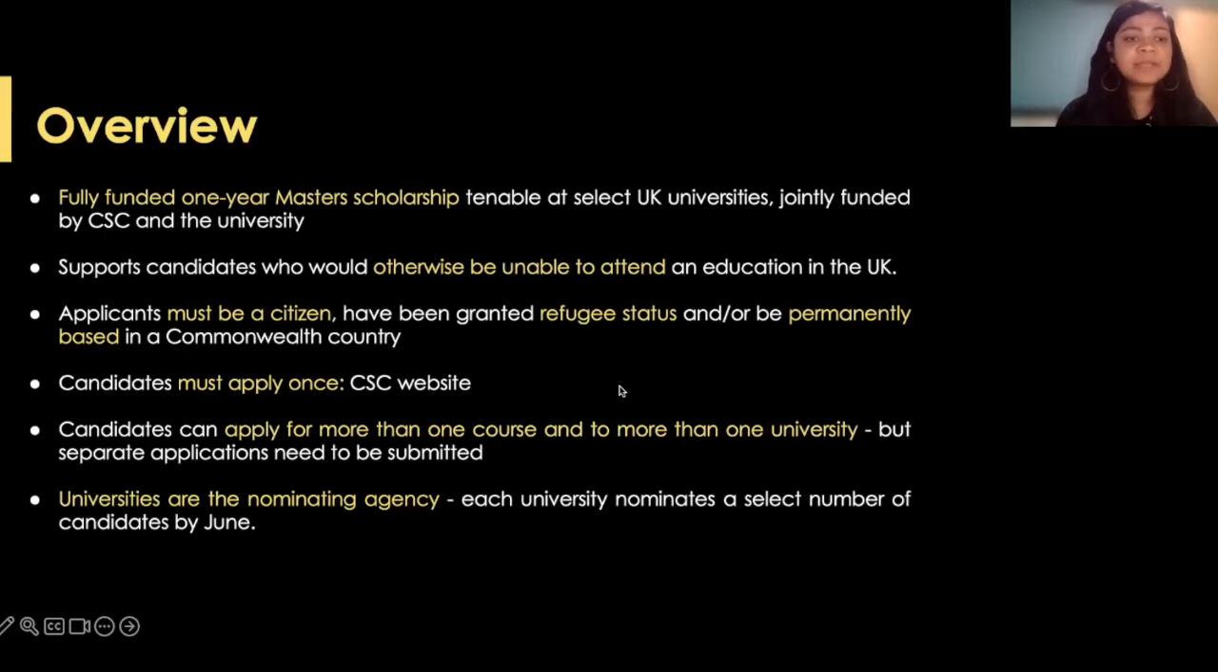So there's that. You are essentially applying for the scholarship through the Commonwealth Shared Scholarship website. The best part about the scholarship, which is my personal favorite, is that you can apply for more than one course and more than one university. An important fact to know is that you'll have to make a separate application every time you do so. But since you can apply for multiple courses, say one in public health and another in, let's say, medicine, you can very well do that.